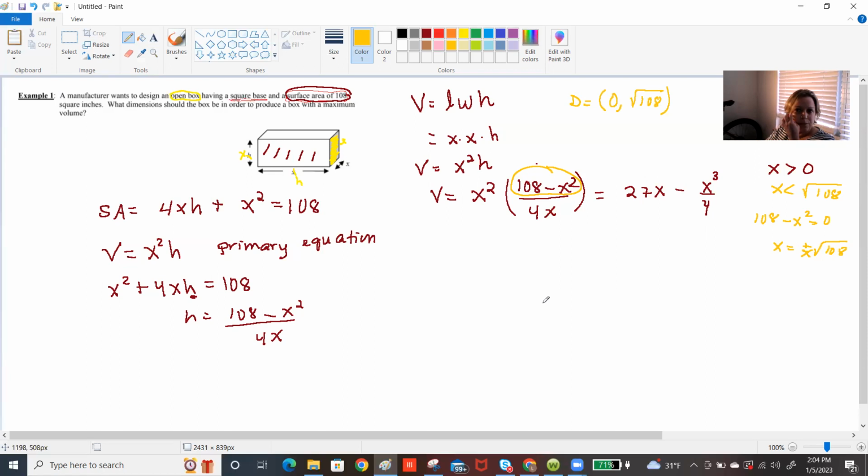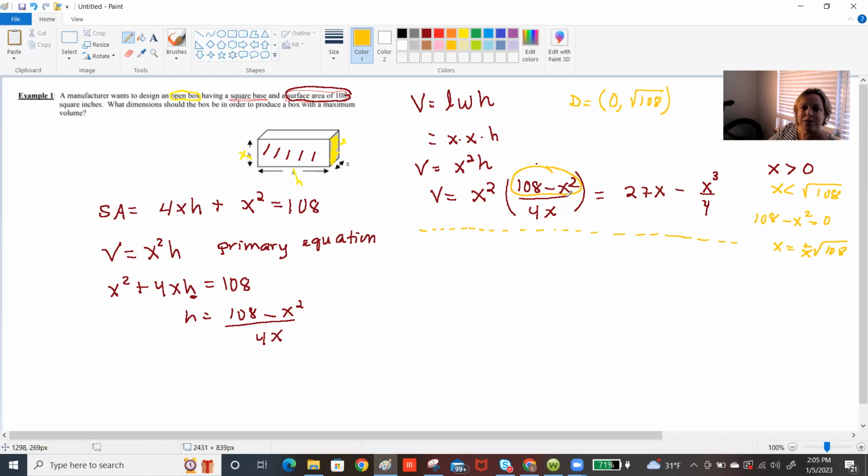This is important because if these endpoints were included, we would eventually have needed to use the candidate test. Remember that when we have a function on a closed interval, there is a guaranteed absolute maximum and absolute minimum. In this case, there's not. So going back to our exercise, I'm going to divide this here.